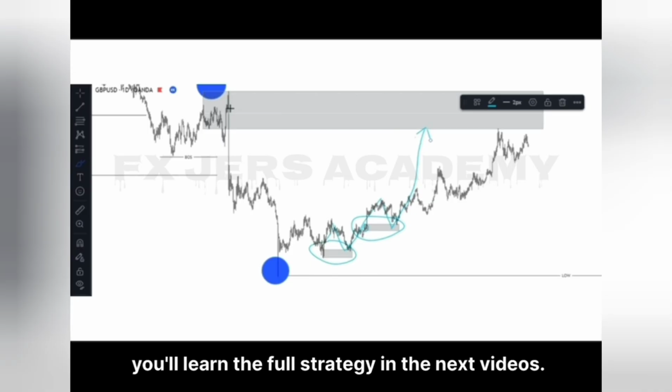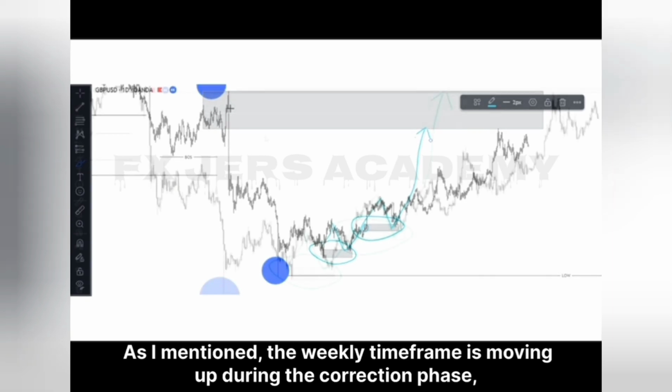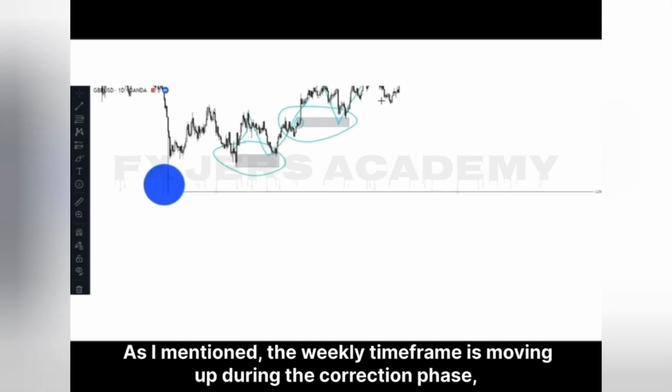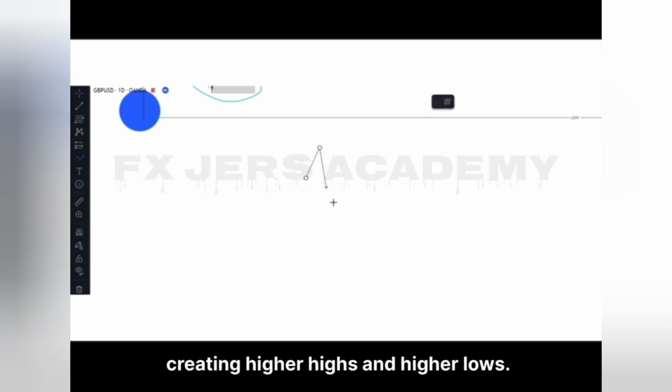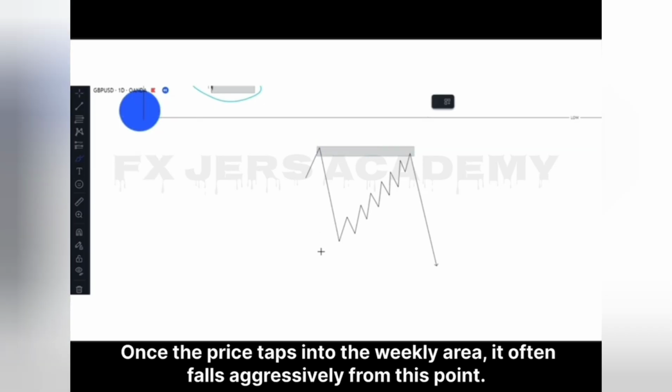You'll learn the full strategy in the next videos. But for now, let's focus on finding these key points. As I mentioned, the weekly time frame is moving up during the correction phase, creating higher highs and higher lows. On the daily time frame, we can see the price moving slowly toward our weekly point of interest. Once the price taps into the weekly area, it often falls aggressively from this point.